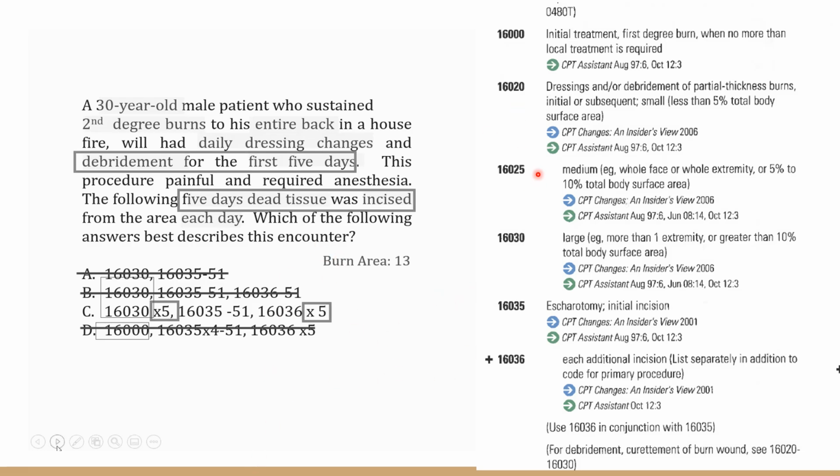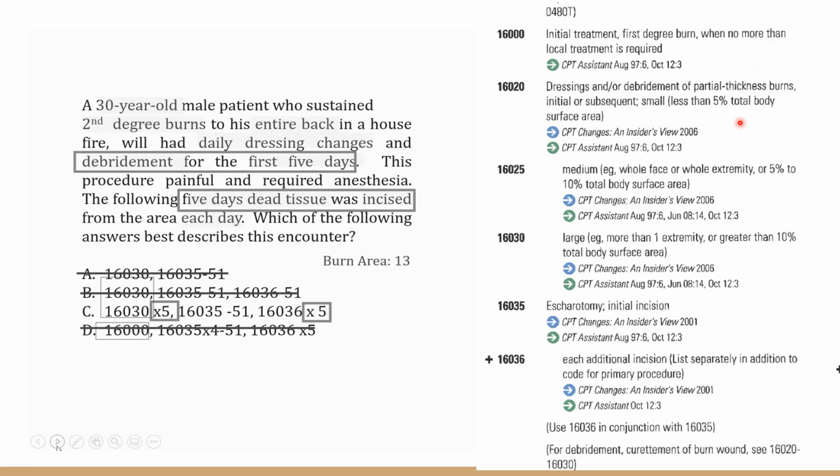The first is 16000, because this is a different code. It talks about the initial treatment of a first degree burn. What is our burn? It is a second degree burn. So that means it is a partial thickness burn. So we will require a code 16020, but it talks about the dressing and debridement of the partial thickness burn, initial or subsequent, small area.